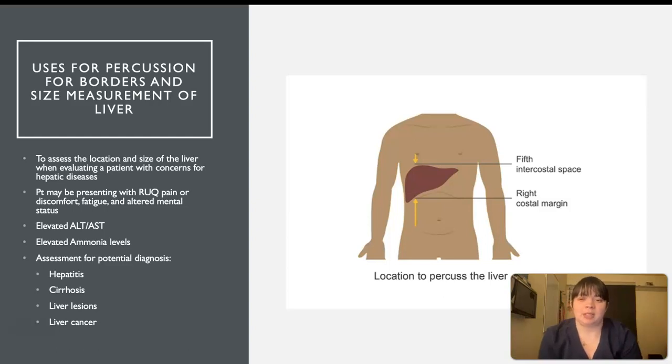Our patient may be presenting with right upper quadrant pain, discomfort, fatigue, altered mental status. When doing lab work, we might find that they have an elevated ALT or AST, as well as elevated ammonia levels.